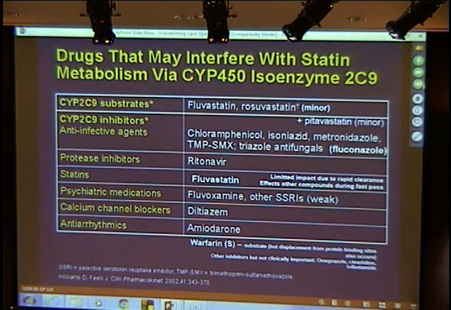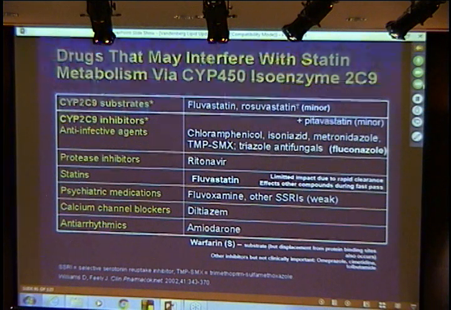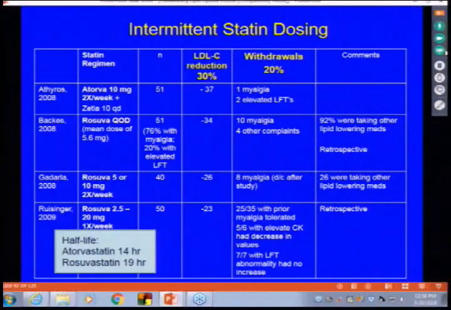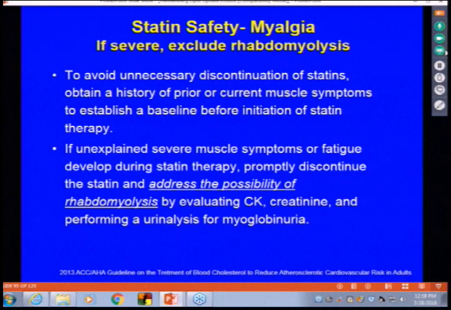2C9 agents, again, this is just a list to make you aware of drug interactions. Intermittent dosing, I've already talked about that. These are the various lipid clinics that reported this idea of intermittent dosing: LDL reduction of 30% and tolerance in 80% of patients, and this included patients who had liver test abnormalities as well.